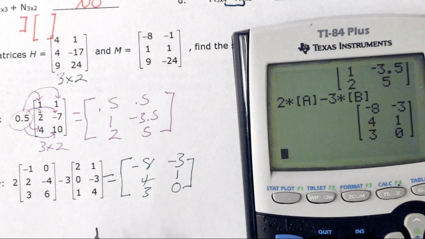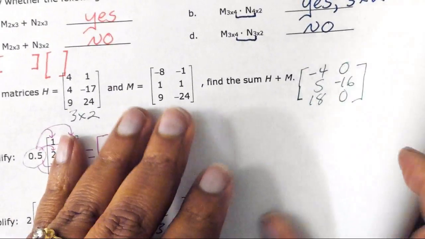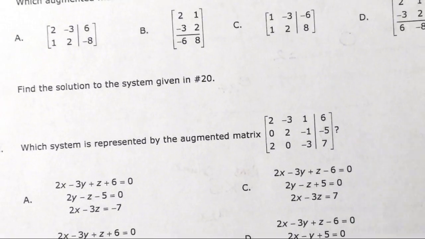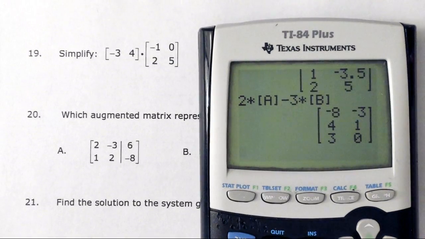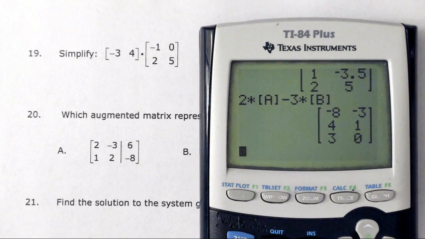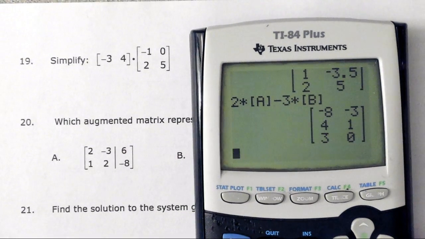Please notice our dimensions for each of these matrices in addition and subtraction are the exact same dimensions as the matrix we started with. That's pretty awesome. Flip your paper over to the back and we have a multiplication problem. To do this multiplication, we're going to do the exact same process that we've done already. We're going to enter in our matrix.